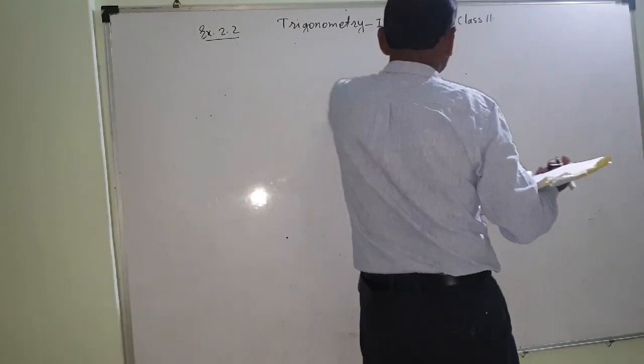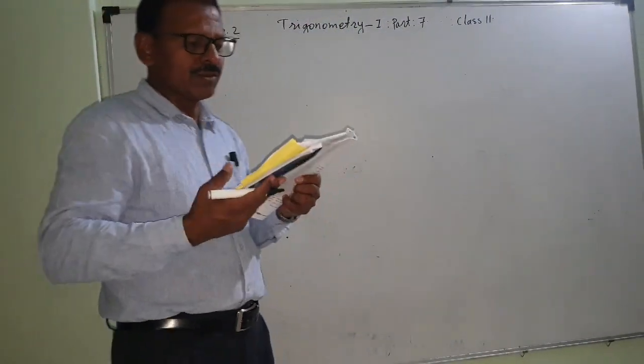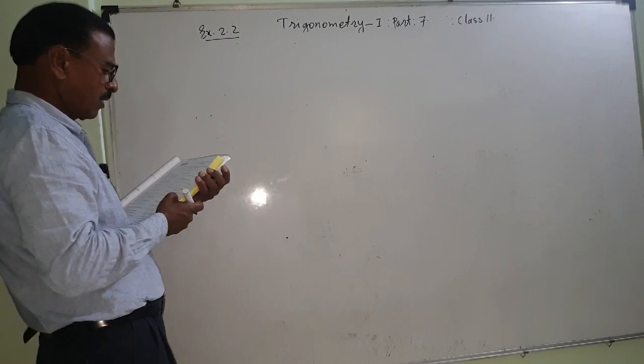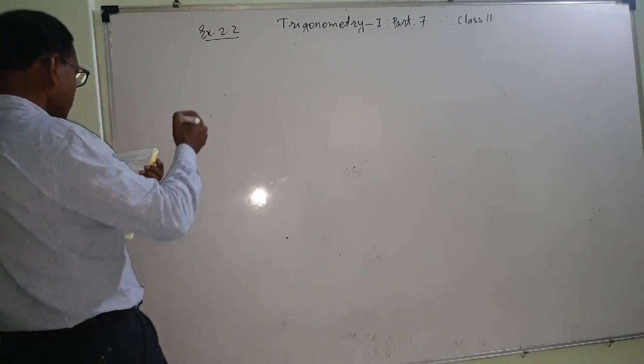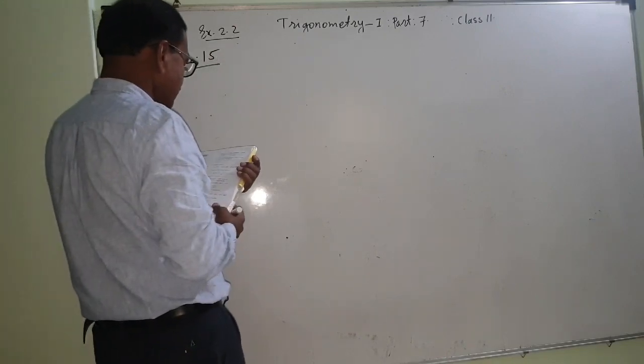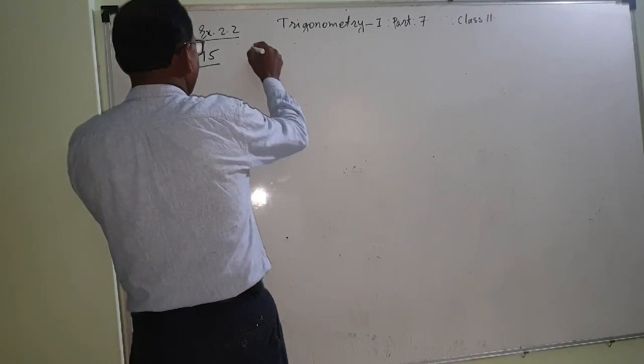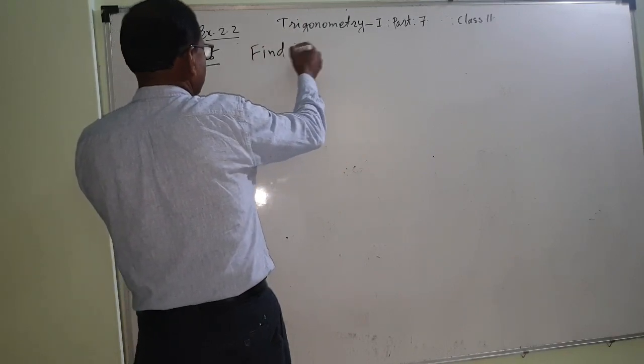Some of the things you should do yourself, not that everything the teachers are doing and you will become a scholar, not so. So question number 15: find the polar coordinates. Cartesian coordinates are given. Find polar coordinates.